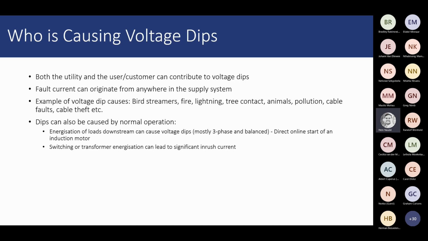Okay, so who is causing voltage dips? Both the utility as well as the customer or user can contribute to voltage dips in your network. For example, fault currents can originate from anywhere in a supply system, and some examples of causes of voltage dips are bird streamers. It could also be bird nests or birds that are just flying in the wires of an overhead line. It could be fire, and from the fire it causes pollution or particles in the air that can cause a flashover in an overhead line. It could also cause the pole to burn down or fall over.